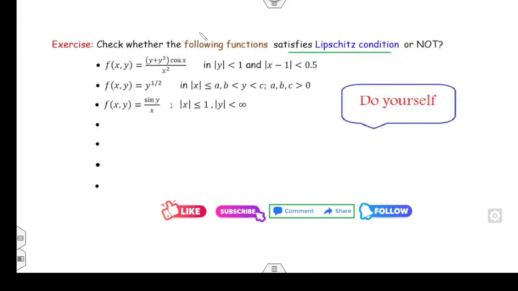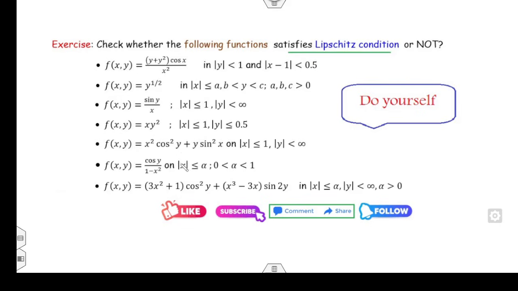Now it's your turn. You can solve question number 1, 2, 3 and the next 4 questions. Let me know for the first part whether it satisfies the Lipschitz condition, yes or no; for the second part, whether it satisfies the Lipschitz condition or not, and so on. Let me know your answers in the comment box so that I can understand whether you are able to understand this lecture deeply or not.